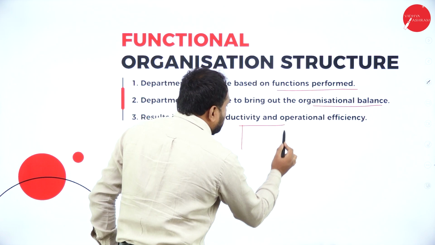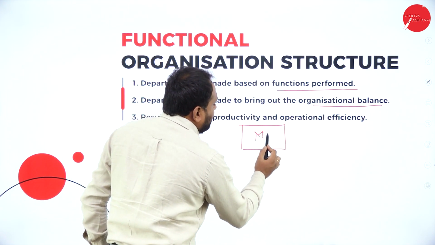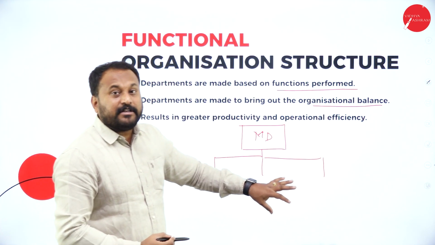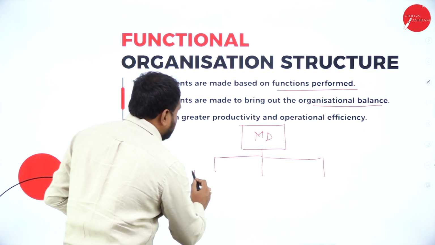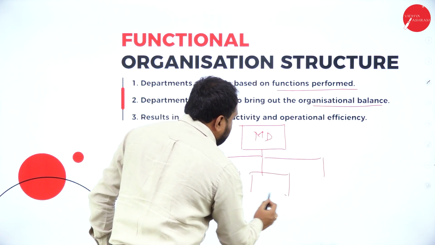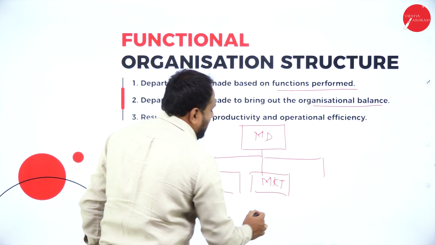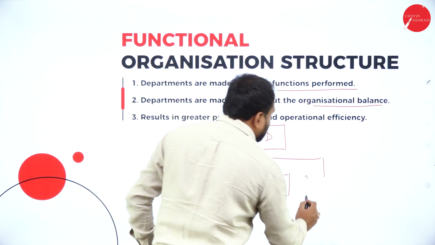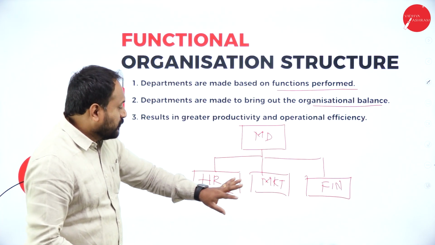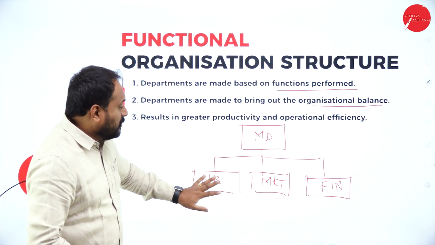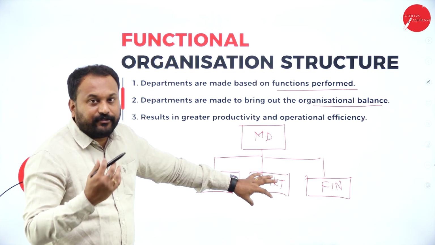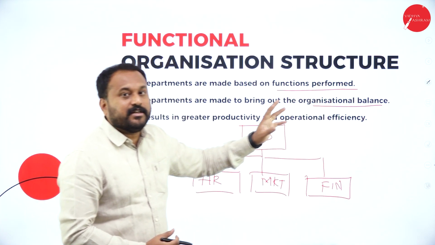The reason is the functional structure looks like this. You have an MD here. You are dividing the departments according to the functions. The first is your human resource department. The second is, say, marketing department. I'll just write the shortcut MKT. And next is, say, the finance department. So here the functional organization, how it goes is, HR department will not poke their nose in marketing. Marketing will not interfere in finance because it is functional structure.